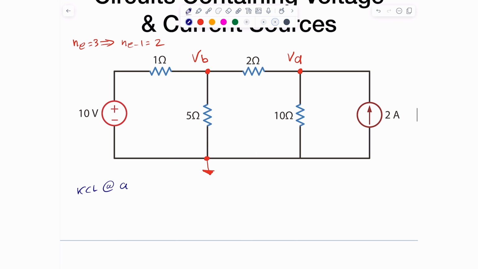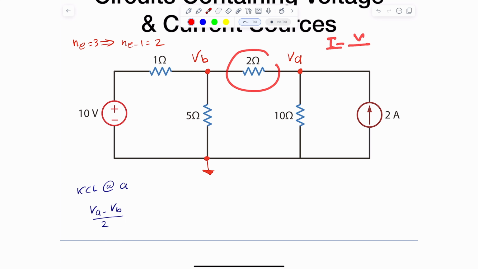Here's the deal. I'm going to focus on this current first. This current here is going from point A to point B. So it's VA minus VB divided by 2. This is pretty much Ohm's law applied to the 2 ohm resistor. Ohm's law tells me that I is simply V divided by R. What V? The voltage drop across it, and since I'm assuming it's leaving, that means it's VA minus VB, divided by R, which I know is 2 ohm.